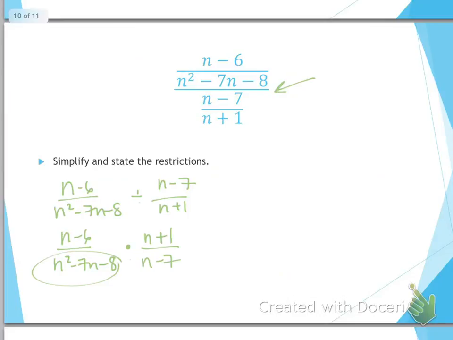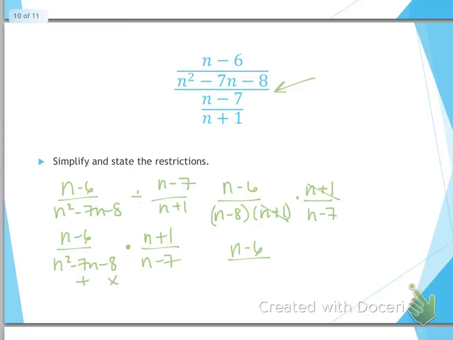So it looks like we're only factoring this one here. So what multiplies to get me negative 8 adds to get me negative 7. So I'm going to write it over here. So I have n minus 6 on top. That is going to be negative 8 and a positive 1 times n plus 1 over n minus 7. So our n plus 1's cancel. I have n minus 6 over n minus 8 times n minus 7. My restrictions this time, so I go back to the ones before I started canceling. I don't want n to equal 8, negative 1, or positive 7.